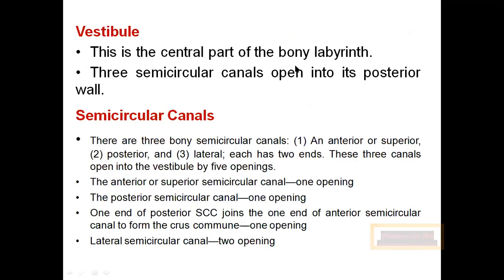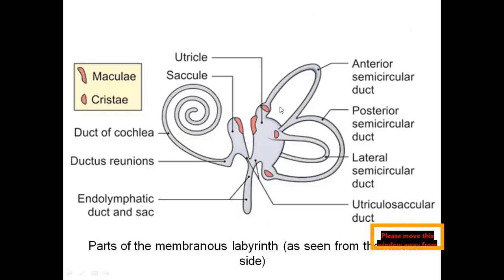The vestibule is the central part of the bony labyrinth. Three semicircular canals open into its posterior wall. There are three bony semicircular canals. An anterior or superior, you can just see first and then understand. We have anterior semicircular, posterior semicircular, and lateral semicircular canals. They are all opening in the utricle. And you are finding the place where they start, there is a bulge which is called the ampulla.